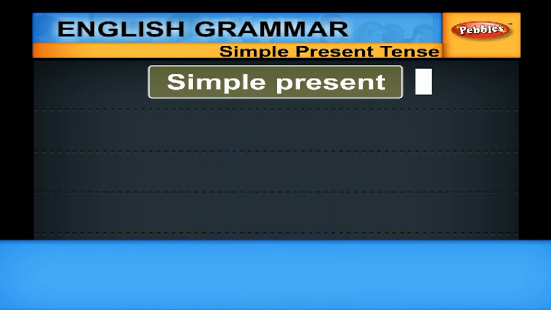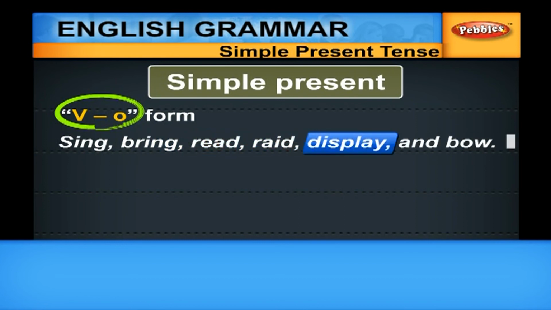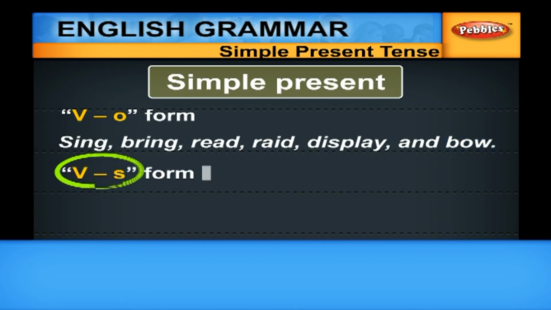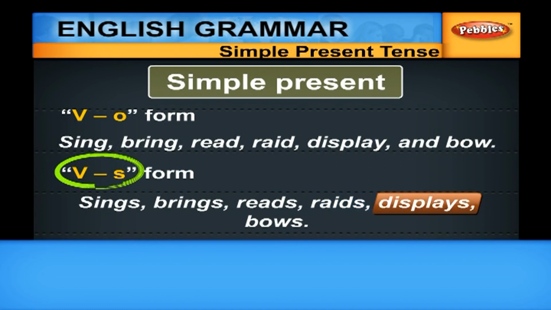Simple present. Tense is present, aspect is simple. You have to be a bit careful when it comes to simple aspect. In the simple aspect, we have to use the base form of the verb, that is VO form. Sing, bring, read, raid, display, and bow. Then you have to use VS form also, where you're going to add S to the root verb. Sings, brings, reads, raids, displays, bows. Where are we going to use base form? And where are we going to use a VS form?